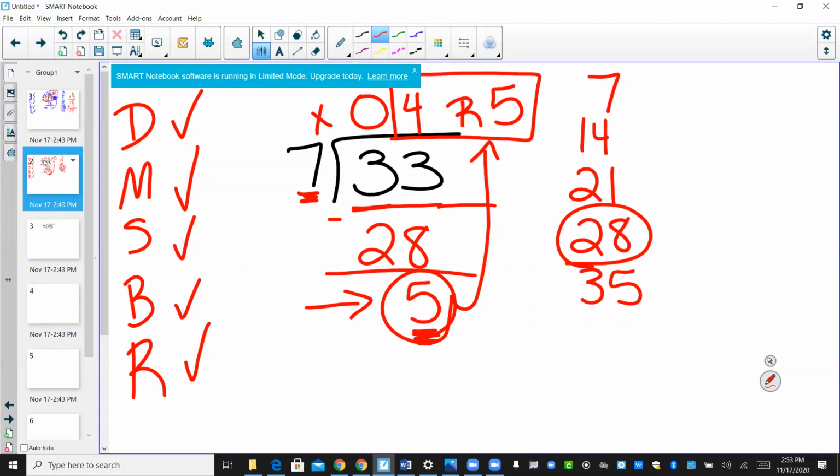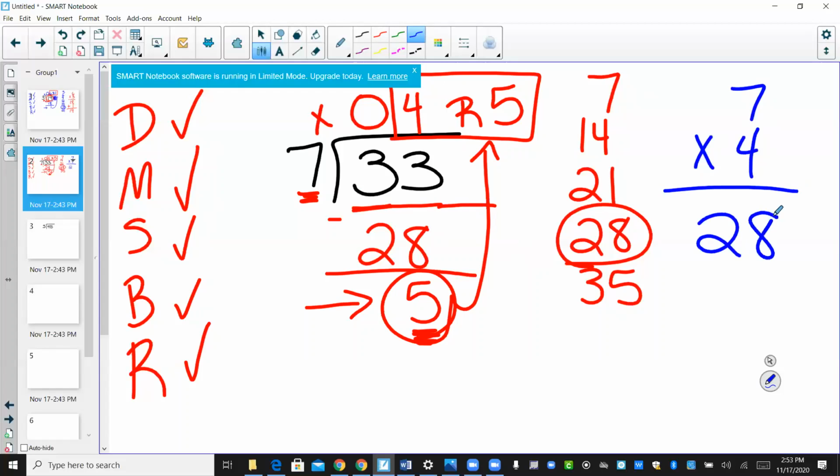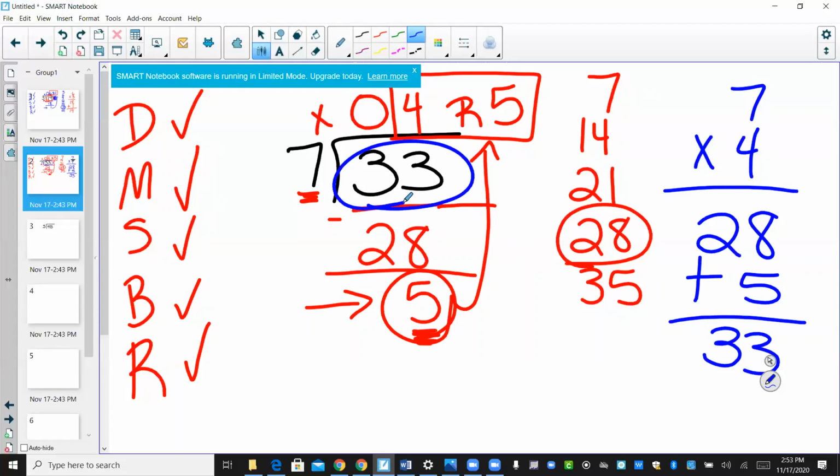Now let's use the inverse operation to check our work. We're going to say 7 groups of 4. When I multiply is 28. And if I add that remainder of 5, I get my original dividend of 33. So that tells me I do have the correct answer when I multiply to check my work here.